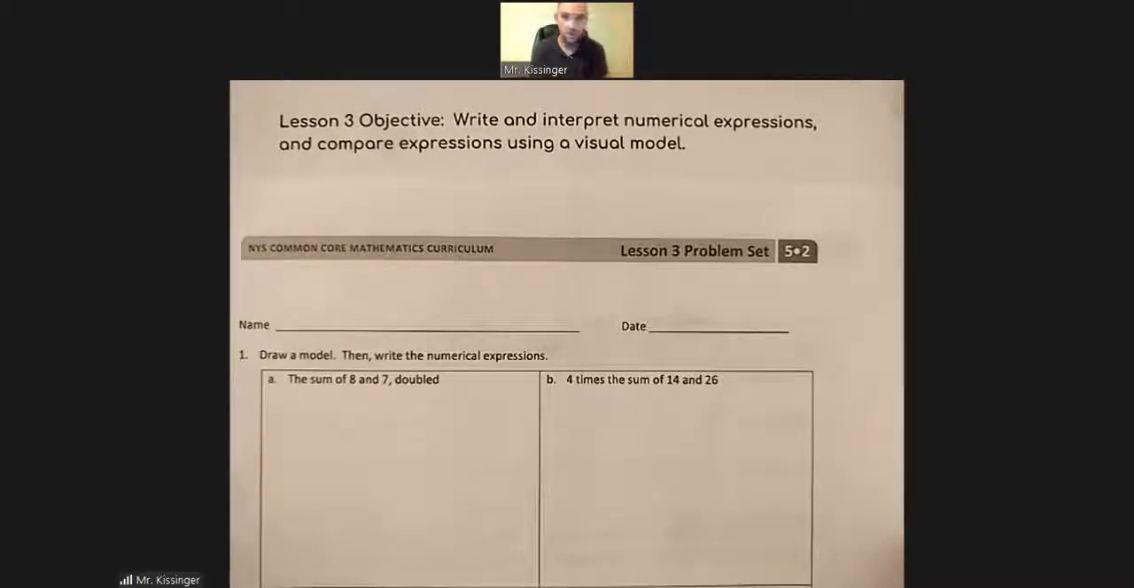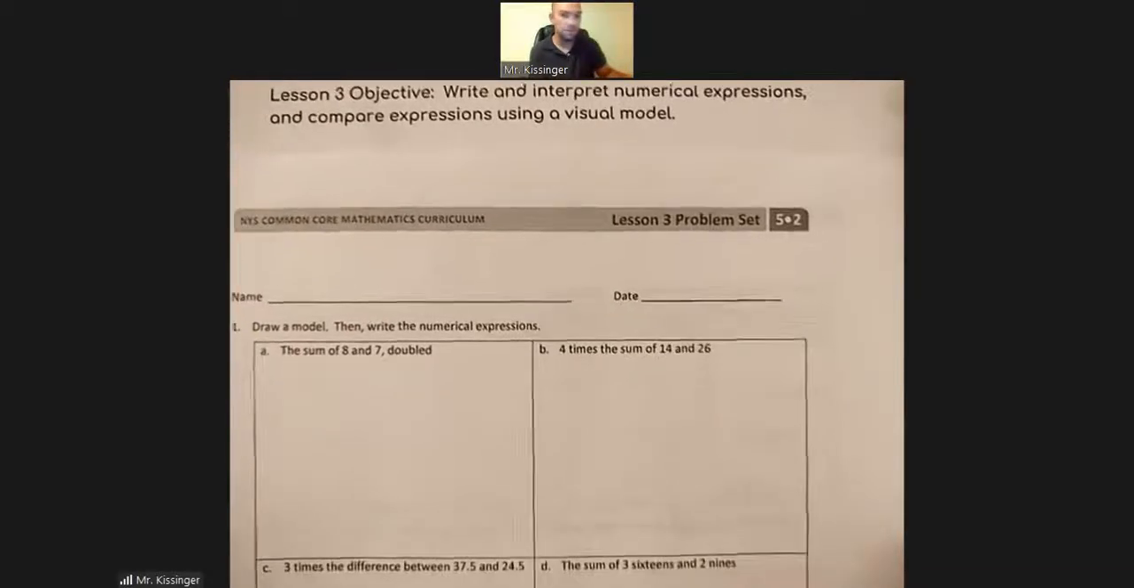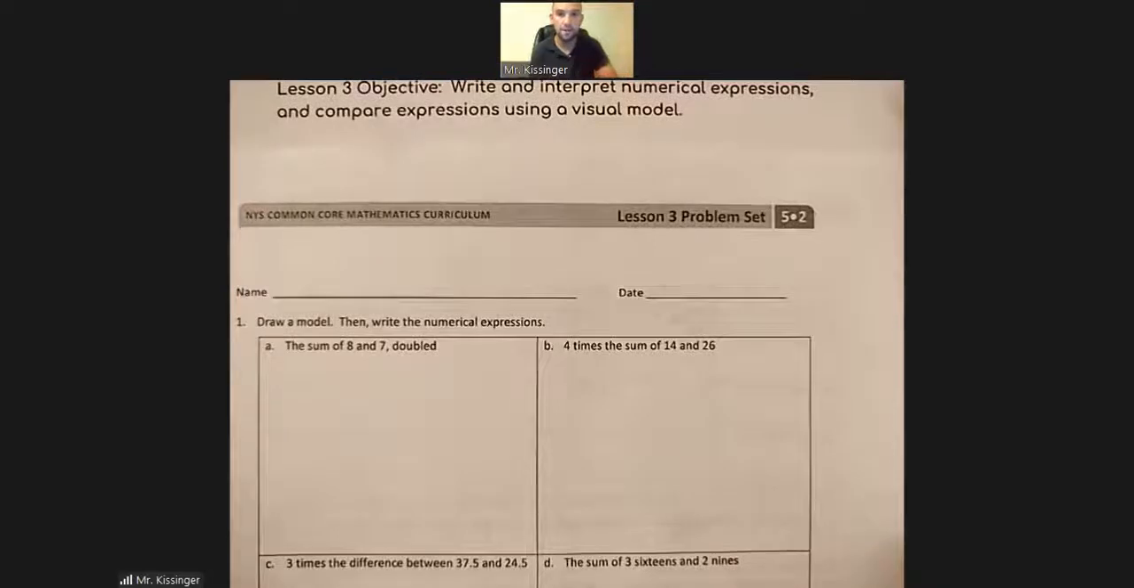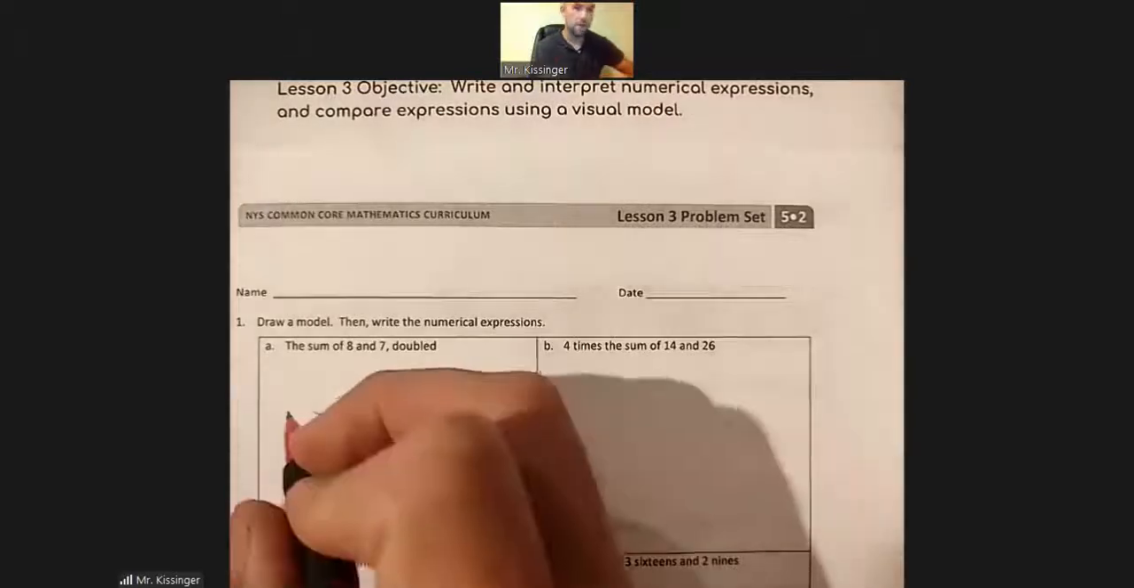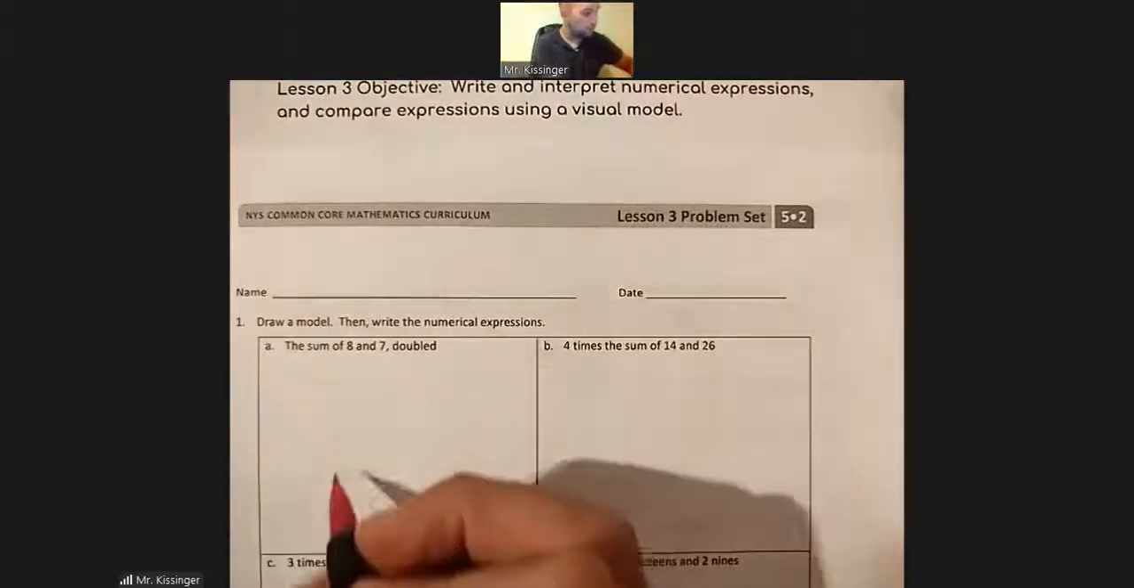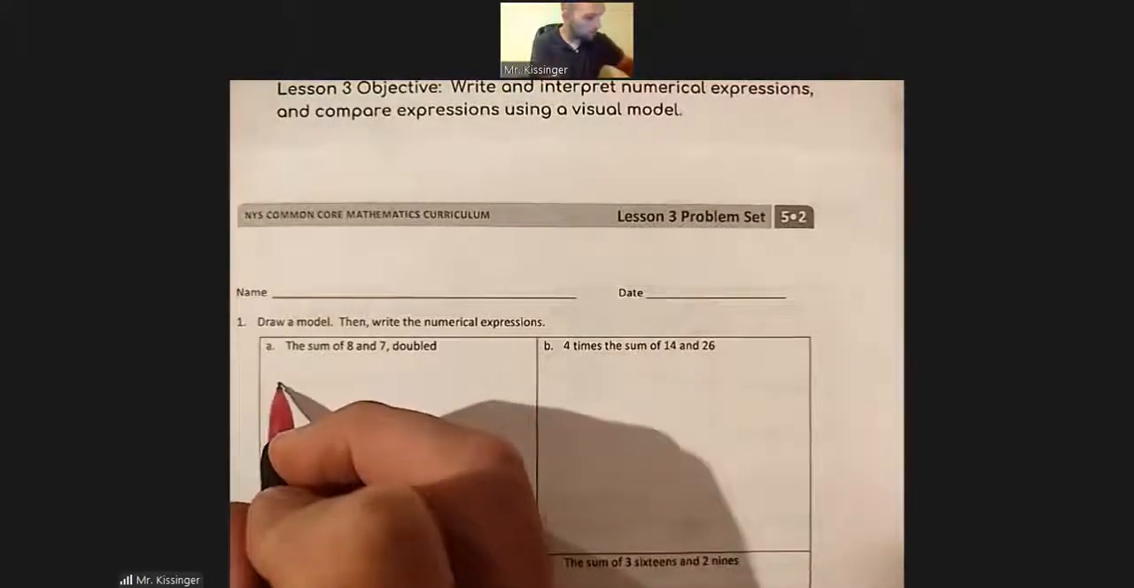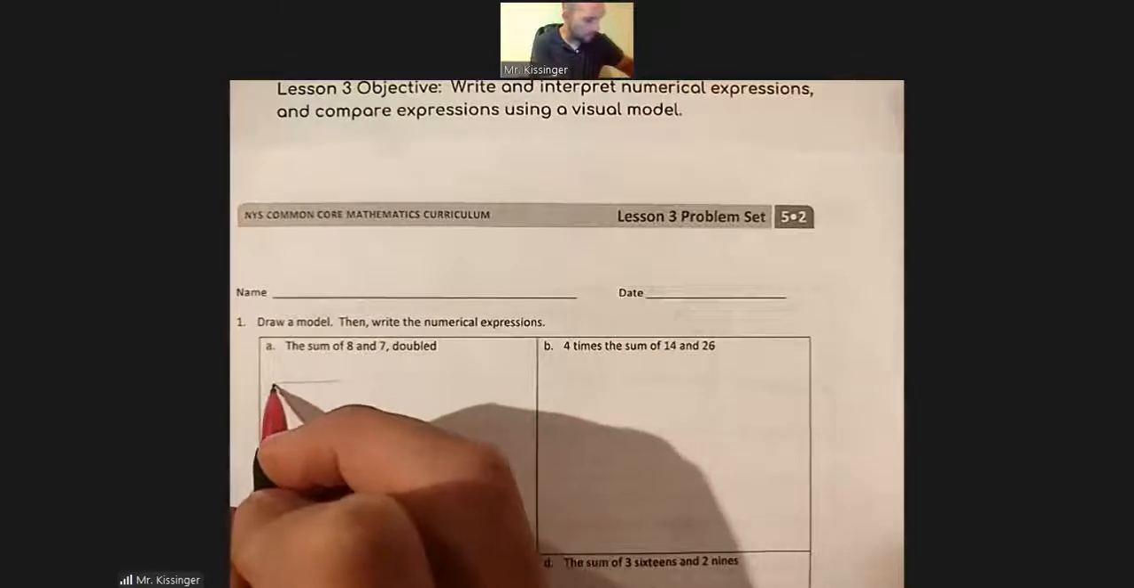This is the sum of 8 and 7 doubled. This is draw a model, then write the numerical expressions. So the first thing we'll do is draw a model. You can draw a model a number of different ways, but the way I'm going to use is called a tape diagram. So it looks like a little piece of tape. We're going to use a little rectangle.